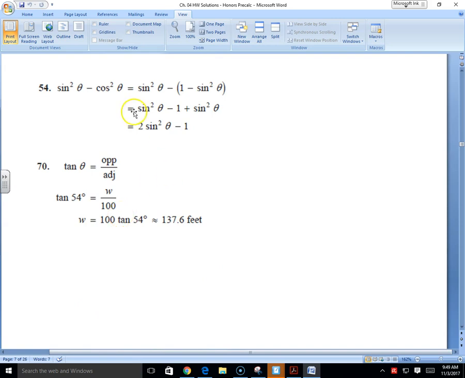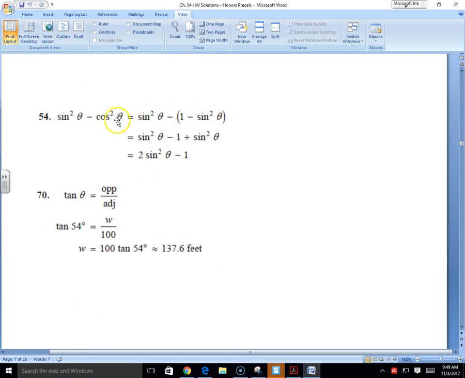Number 54. Do you guys have fun plugging and chugging? Little baby puzzles. You can plug in 1 minus sine squared, or you can plug in for sine squared 1 minus cosine squared. That would have worked also. But this one, they wanted you to keep the sine.